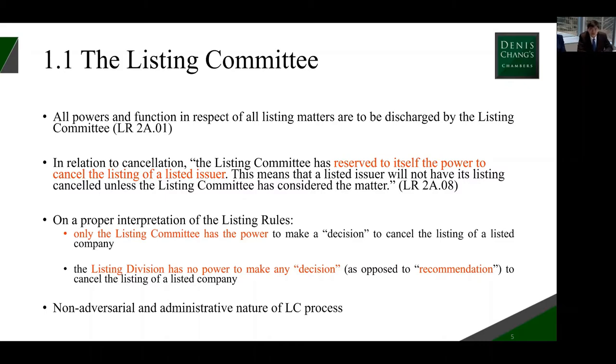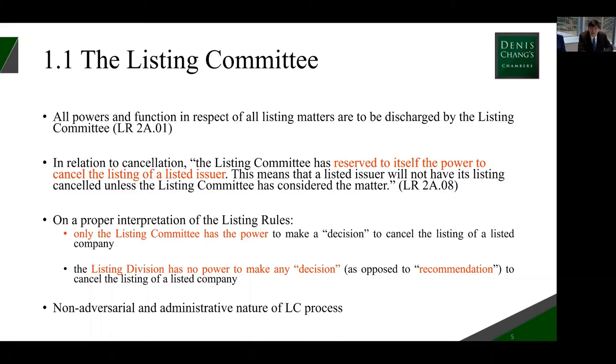You have on bullet point number three on the slide, which explains the relationship. The listing division may come to a preliminary view that a certain listed company should be delisted or have its status canceled. This is simply a recommendation. Whether the decision is actually made will be subject to scrutiny and decision-making at the listing committee level.